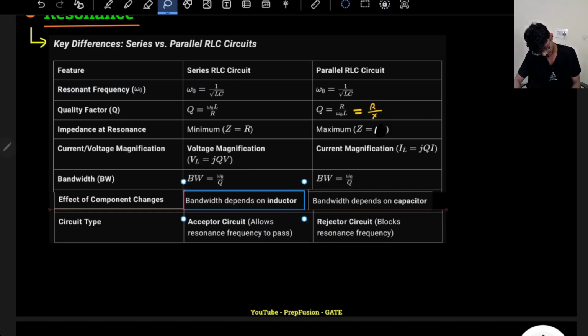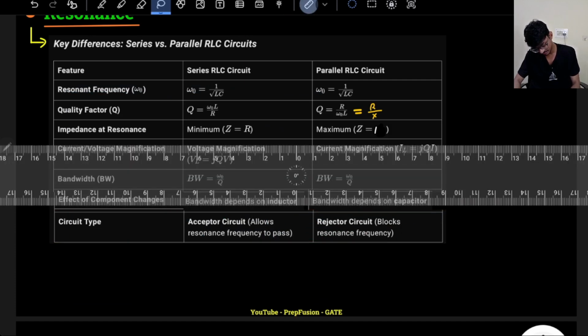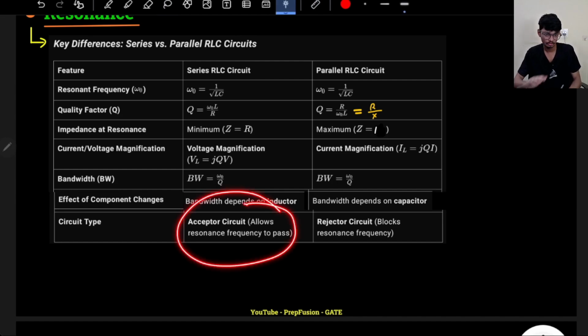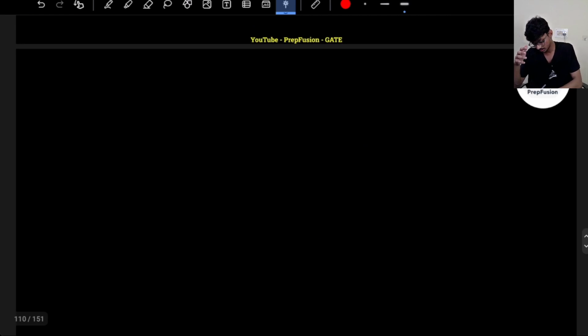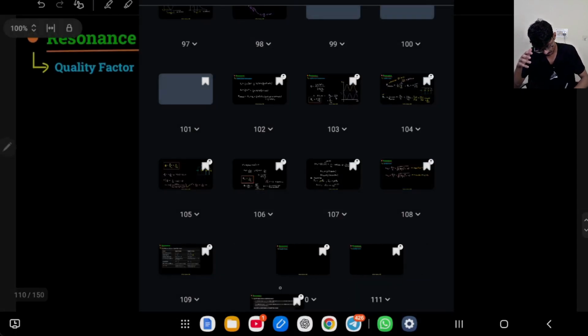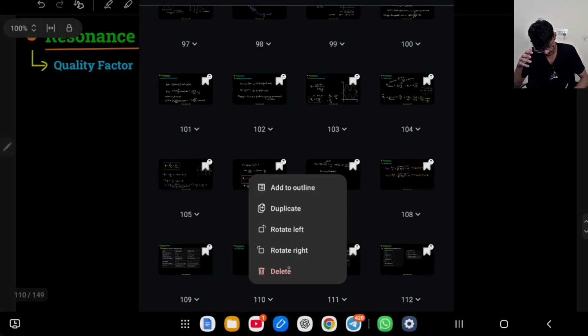Now it is fine. Okay, it behaves as an acceptor circuit, it allows all the frequencies, and it rejects that specific resonant frequency; no current flows, like we have already concluded. So yeah, these were the few things that I wanted to discuss. A few more key points are there that I will discuss, and then we will wrap up this lecture basically.